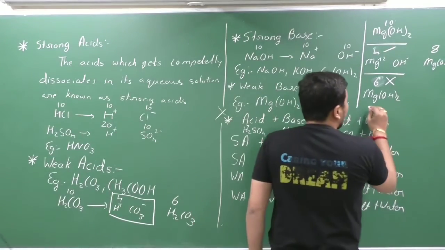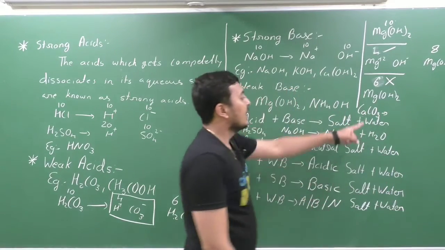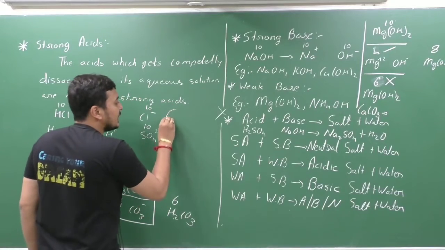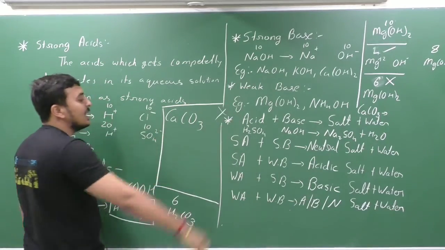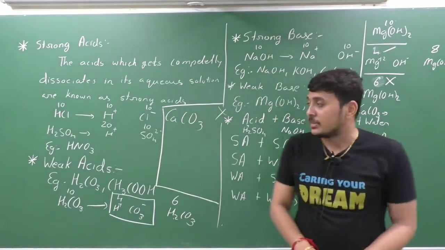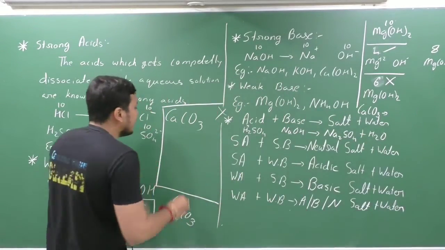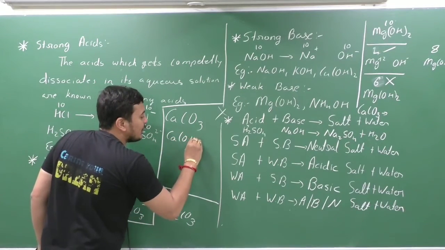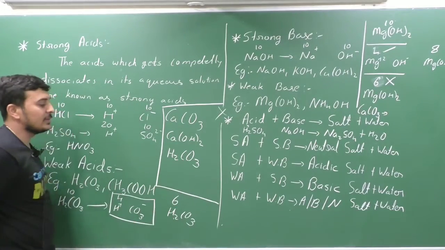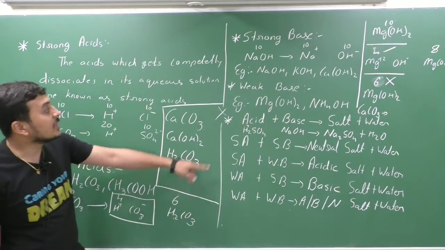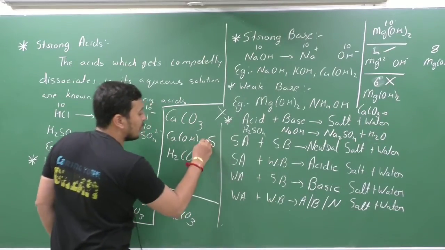Again one example. I have a salt, CaCO3, calcium carbonate. Which acid and which base is this CaCO3 made from? The first positive ion forms the base and the second negative ion forms the acid. The first one is Ca, so it is made from the base Ca(OH)2. CO3, so the acid will be H2CO3. Now, is the base strong or weak? Ca(OH)2 is a strong base.